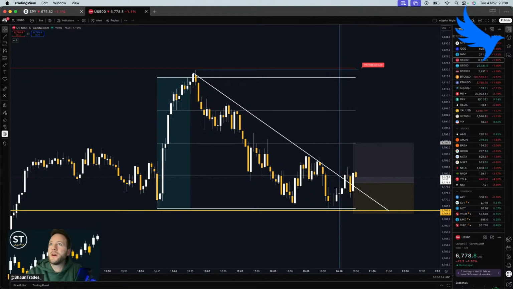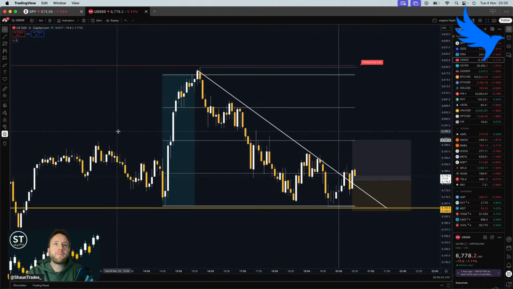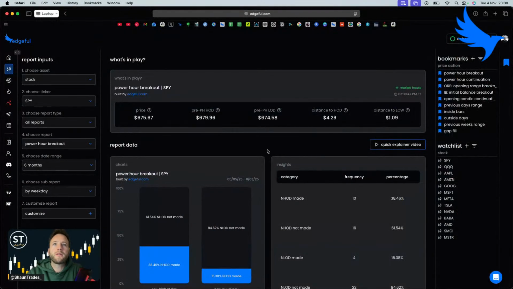Since we're here, I've used the Power Hour breakout report on the SPY. This is the US 500, which is the SPY, the futures version. It's the same price action though, so don't worry about that too much. Let's go to the data.